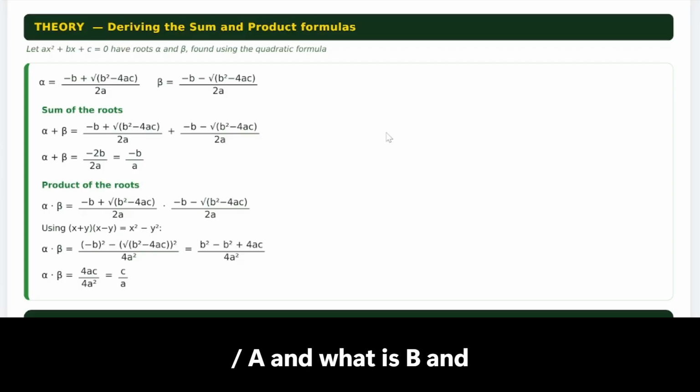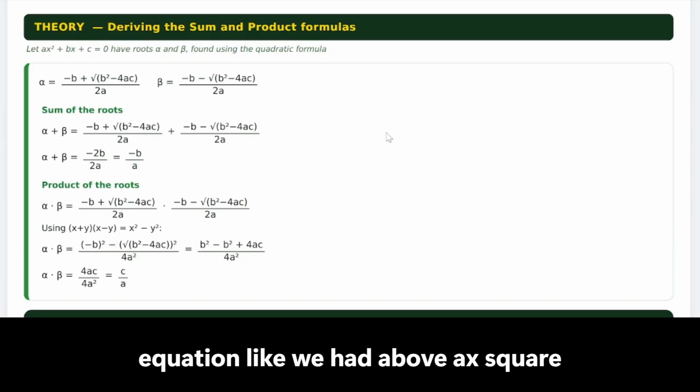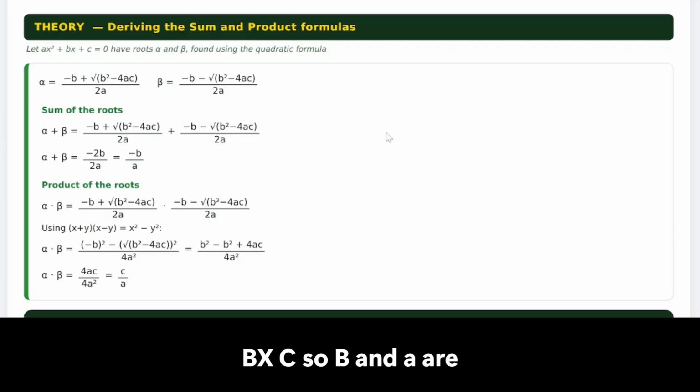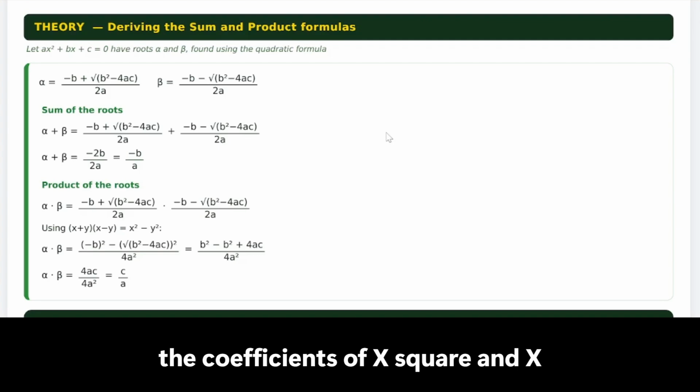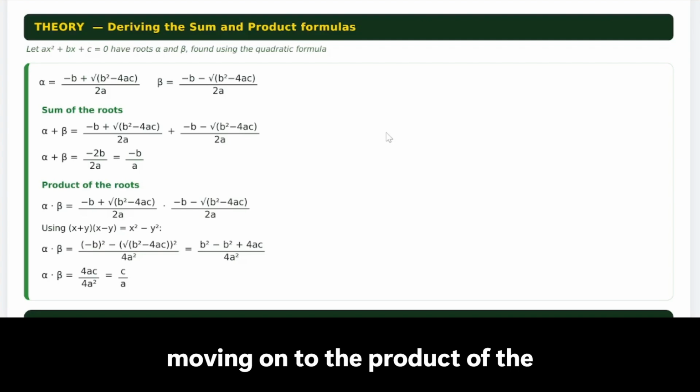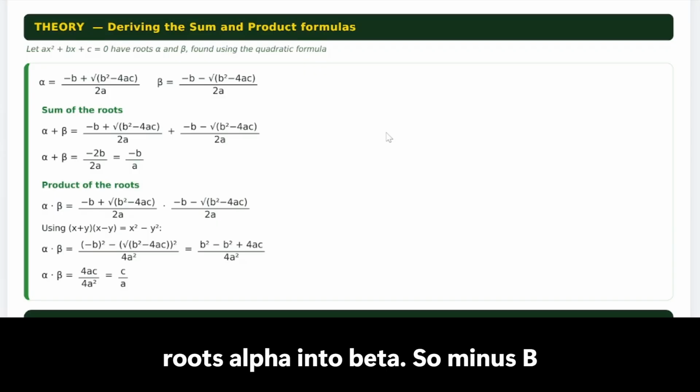And what is b and a here? If we have a quadratic equation like we had above, ax squared plus bx plus c, so b and a are the coefficients of x squared and x. Moving on to the product of the roots, alpha into beta.